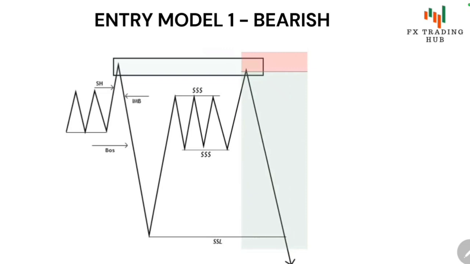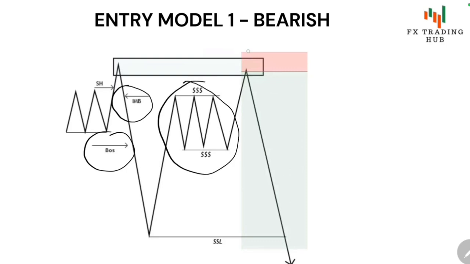The first entry model, this is the bearish entry model. This is the entry model whereby you just enter without entry confirmation. Like you can see here, there is a break of structure right there. There is an imbalance right there. And this liquidity is taken out into this zone, okay? And there is a sell right there, okay?